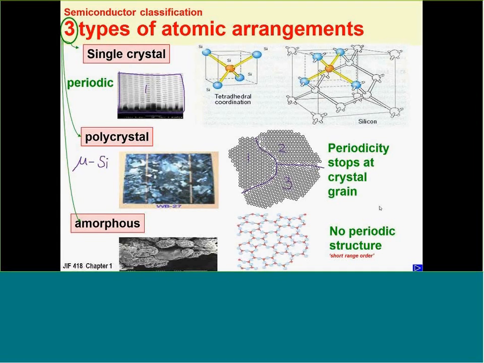Okay, look at it for a while and then at least you get some idea. Periodic only until the crystal grain, and no periodic at all. Isn't it? Easy to remember. If you make it in the form of a line, you can see, okay, periodic, single crystal. Periodicity stops at grain boundary, poly. No periodicity, amorphous, isn't it?